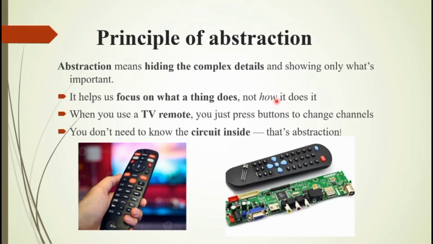Principle of abstraction. Abstraction means hiding the complicated details and showing only what we need. Let's take a real-time example. For better understanding, let's take a TV remote. When you press a button on your TV remote and the channel changes, you don't need to know how the remote talks to the TV and how the TV works inside. You just see the results. That's abstraction. In computers, abstraction helps us to build systems that are easier to use and understand.